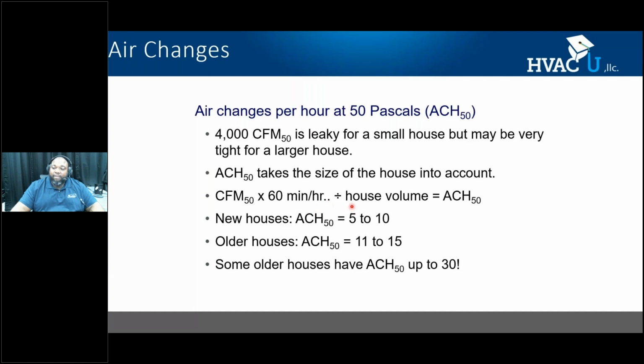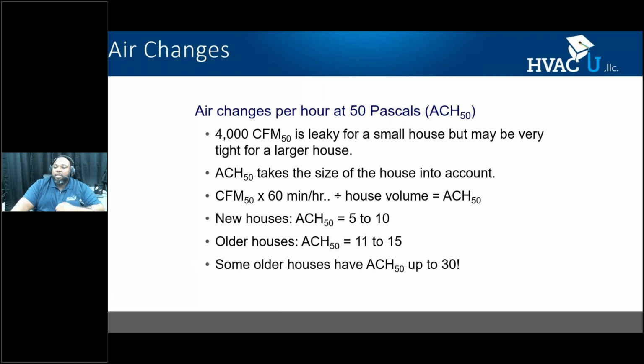And then we're going to divide that by the house volume, and that gives us ACH50. All right. Here is what we've experienced to be most common, and we probably need to change this as our energy codes are becoming more strict. When we say a new house, typically you're going to see 5 to 10 air changes per hour. This is becoming more aggressive.